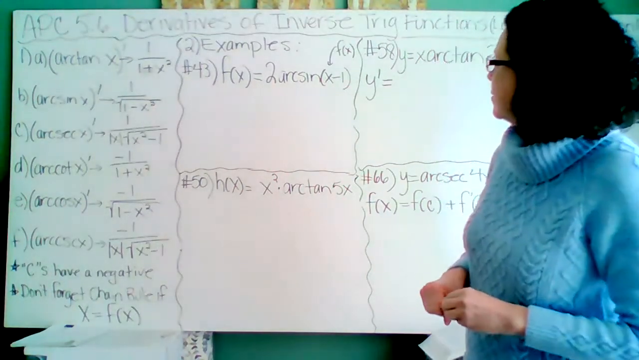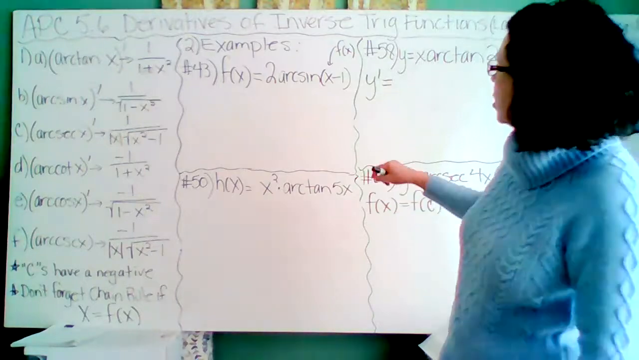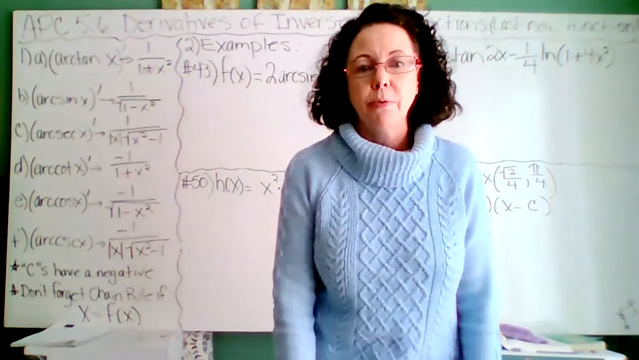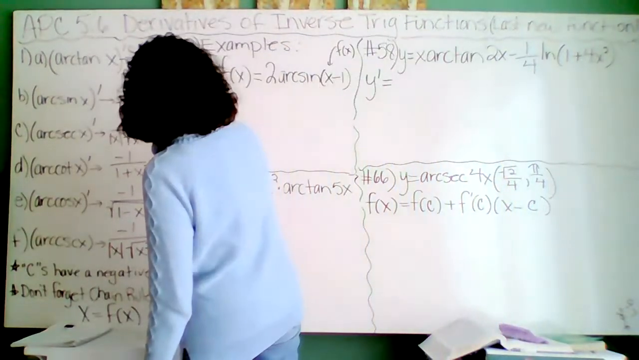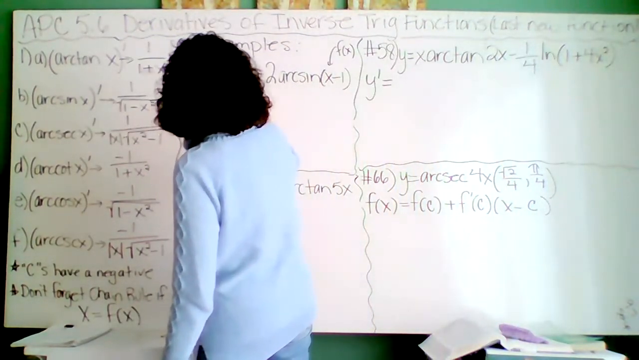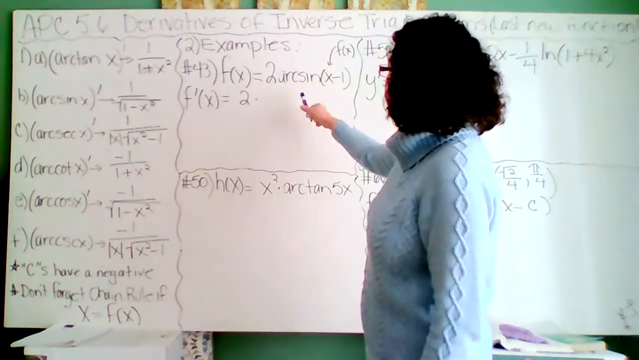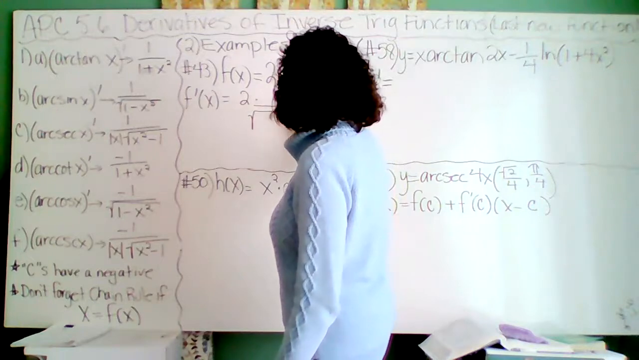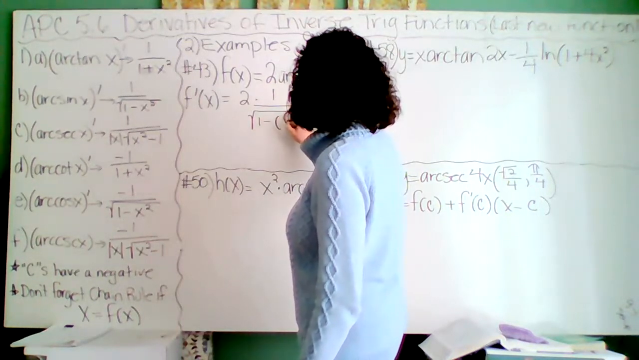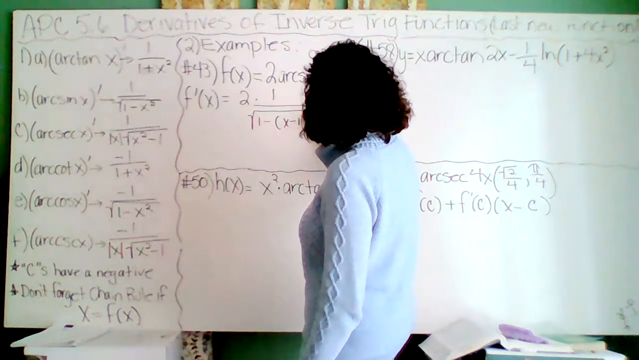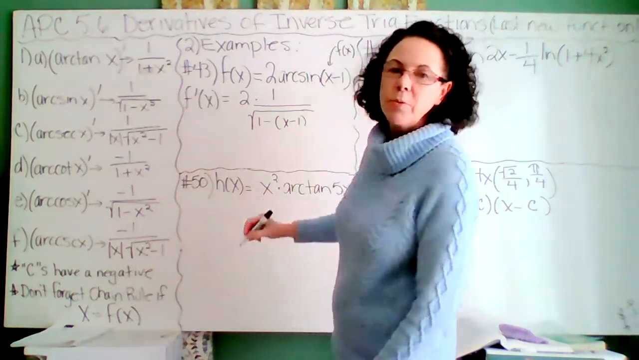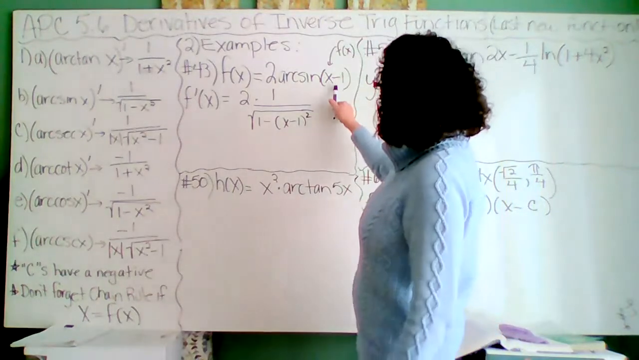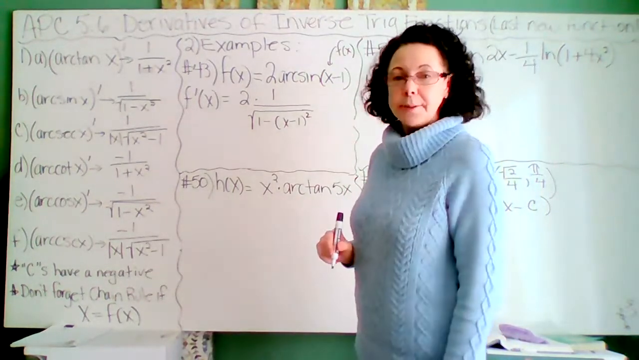Okay, so let's go ahead. On number 43, they give you the function 2 arc sine of x minus 1. Notice that there is a function where the x would be. I'm going to be sure to use that appropriately. They were asking for the derivative. So the derivative would be 2 times the derivative of arc sine of anything, which is 1 over the square root of 1 minus anything squared, times the derivative of the inside function, but that is just a 1.